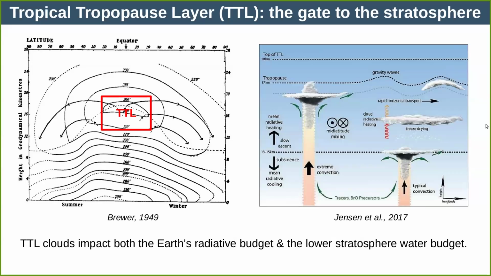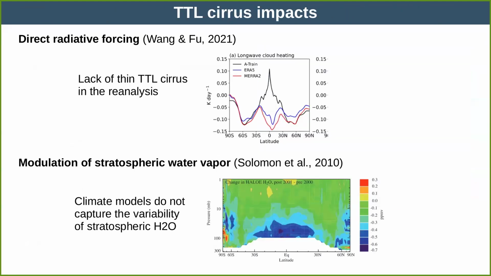Those clouds impact both the Earth's radiative budget and the lower stratosphere water budget. And actually quantifying this impact is still an open question. To illustrate that, regarding the radiative forcing of these clouds, here's a figure from Wang and Fu in 2021 that compares the long wave cloud heating. This picture is an annual mean, zonal mean, at the level of the tropopause or around.